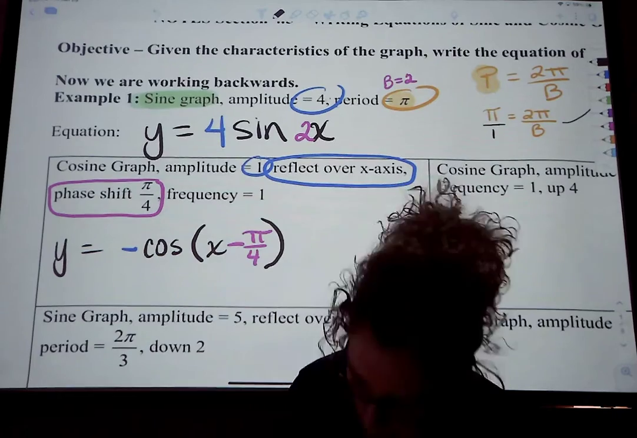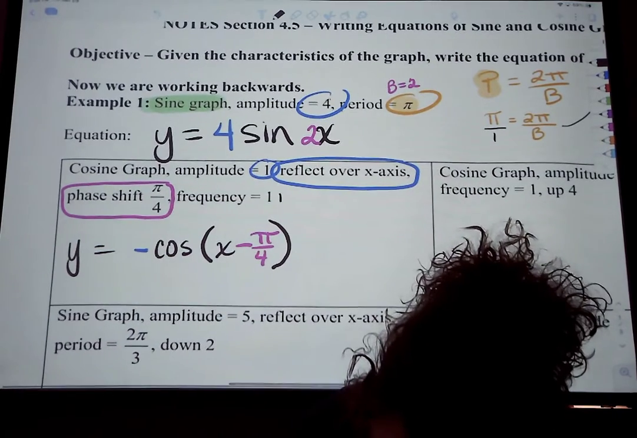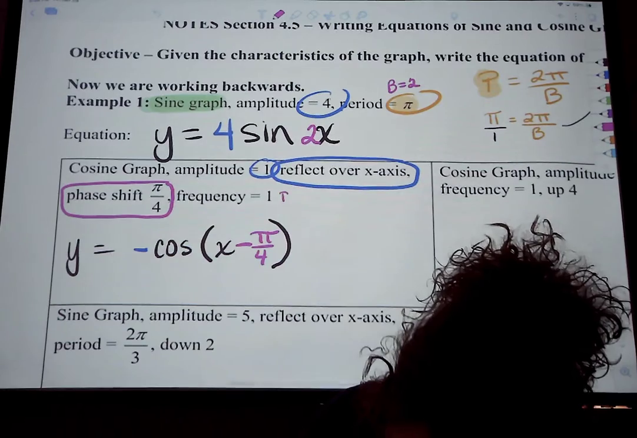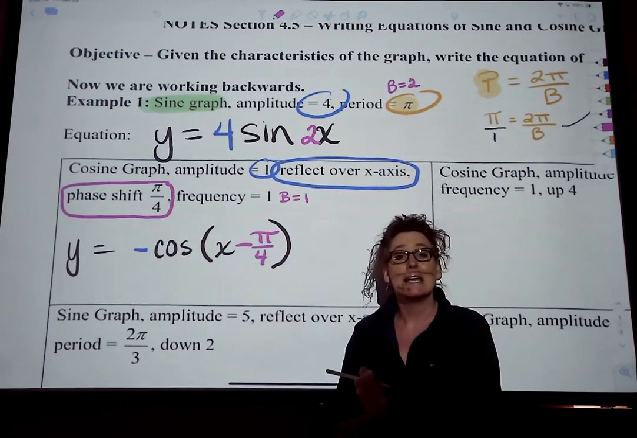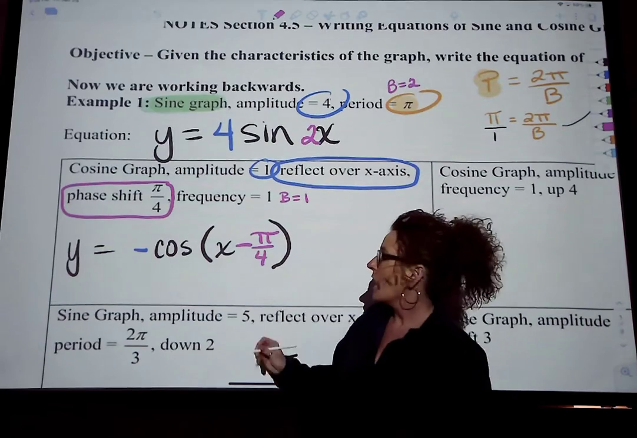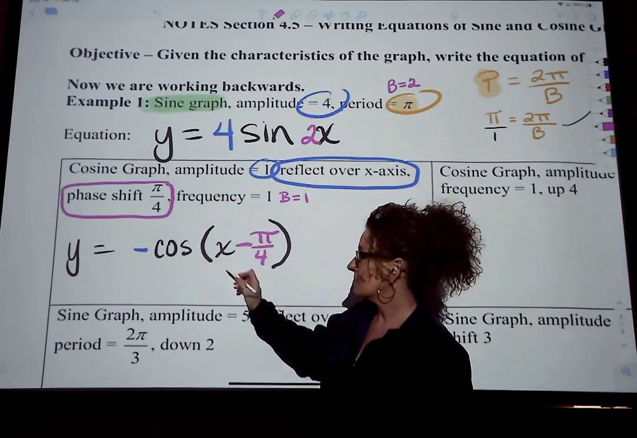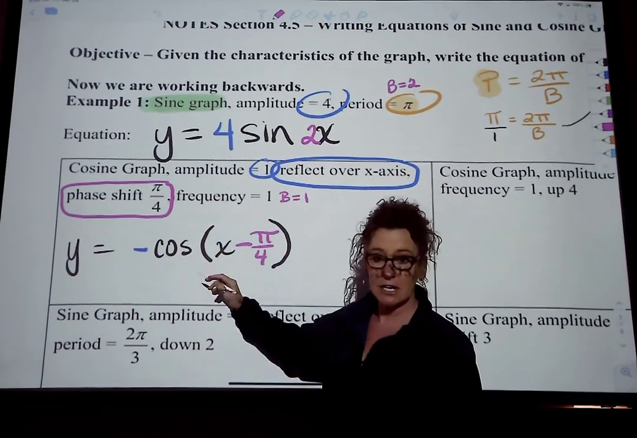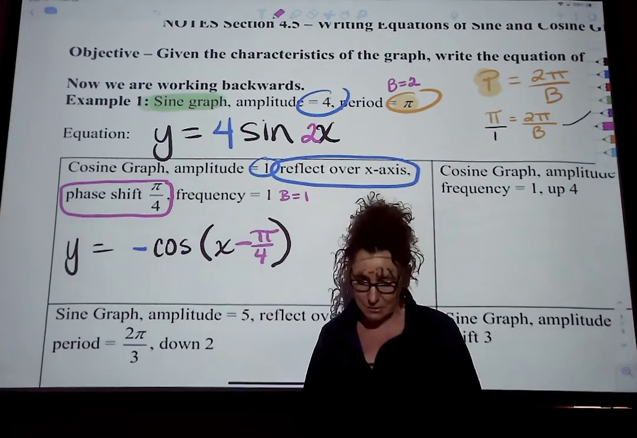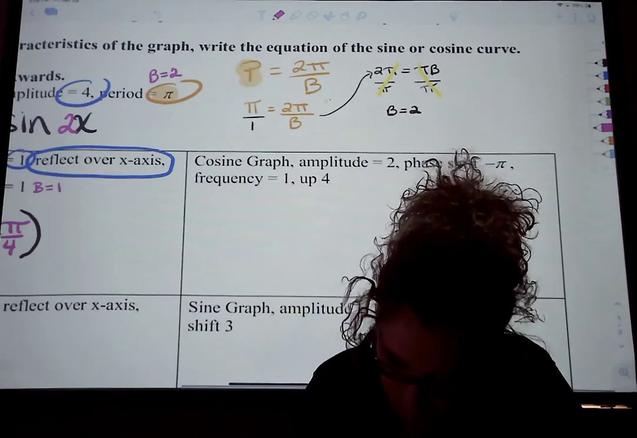Frequency is 1. You know what that means? That means that B is 1. B is our frequency. That's what B represents. So you need a 1 in front of the X. You can put it out there or you can not. And that's it. We're finished with that one. Next one, cosine graph.